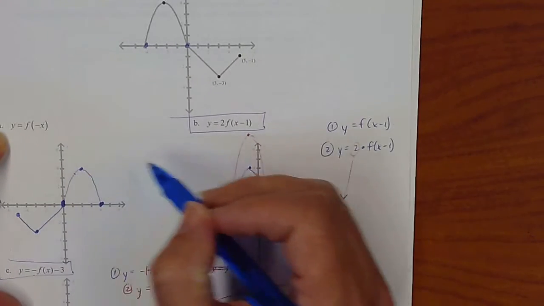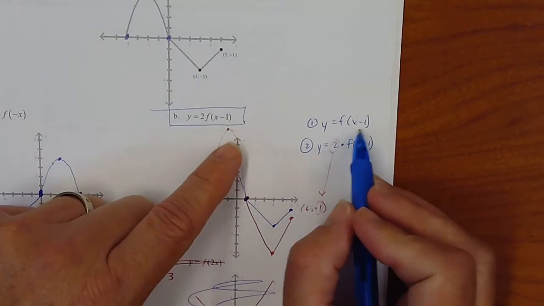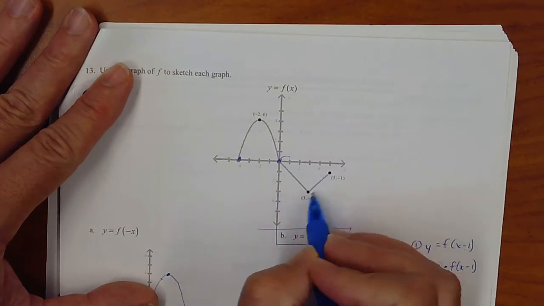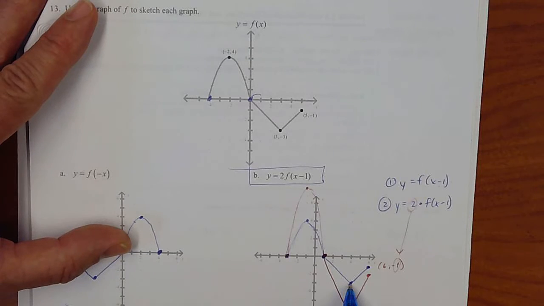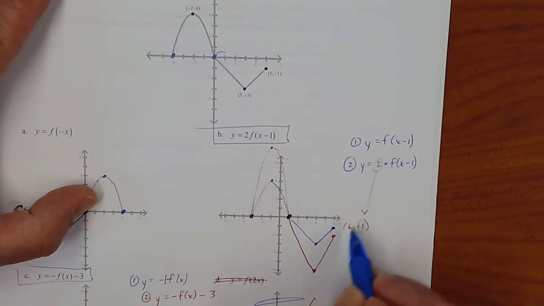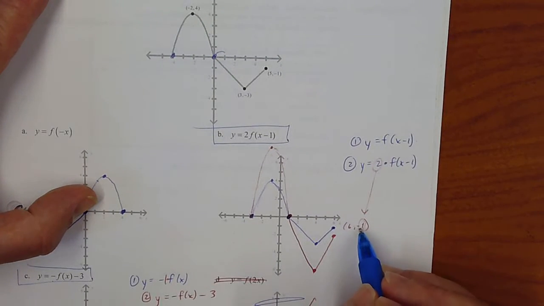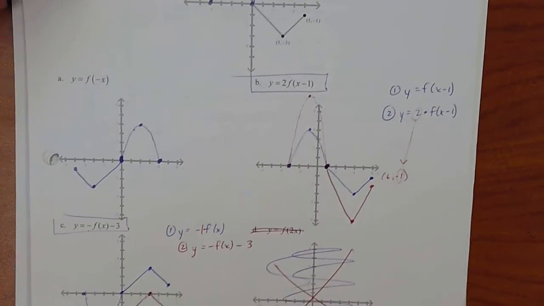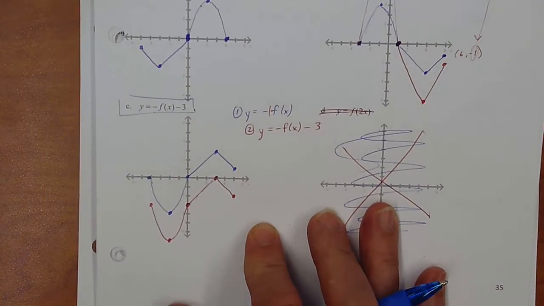Okay, B, it says 2 steps. So we shift it to the right one. So that's what I did first. Over, over, over to get this blue graph. And then the red graph was the stretch, multiplying the y values by 2. Okay, pause as needed.